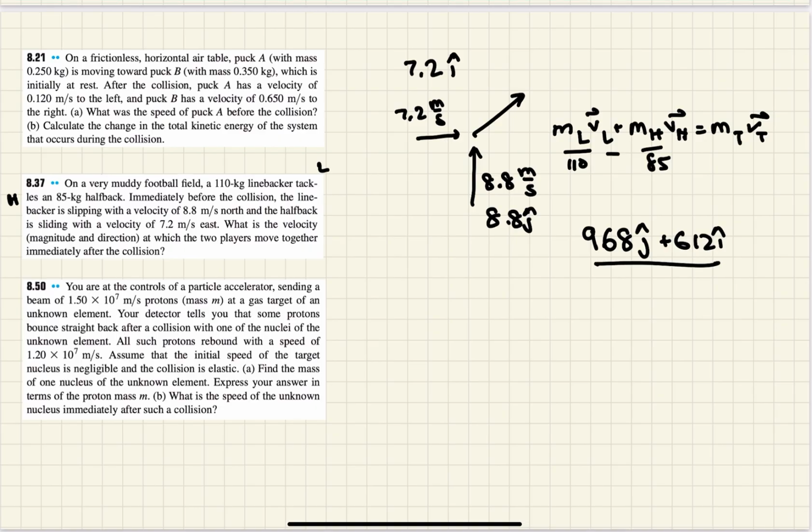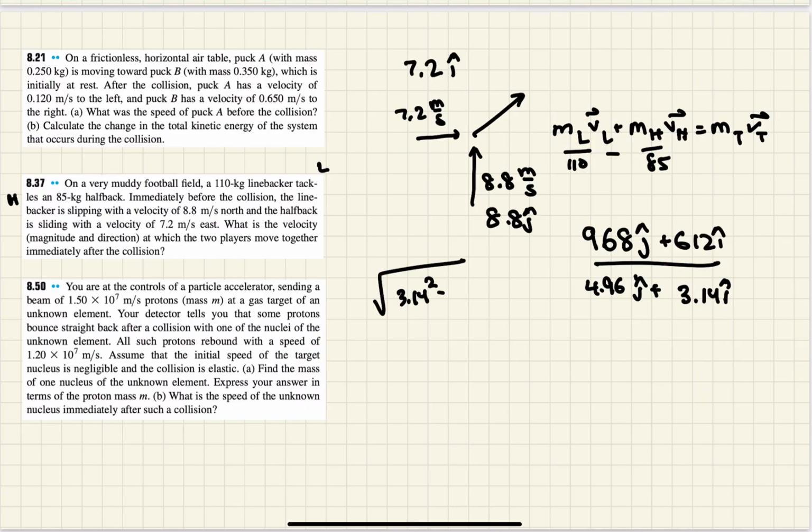And now we just need to divide it by the total mass of the linebacker and the halfback. So that's going to be divided by 110 plus 85. So that's going to be 3.14 i hat. And for j hat, it's going to be very similar, 968, so it's just going to be 4.96 j hat. And so in the north direction, the total velocity is 4.96. In the east direction, it's 3.14. And so those are the components.